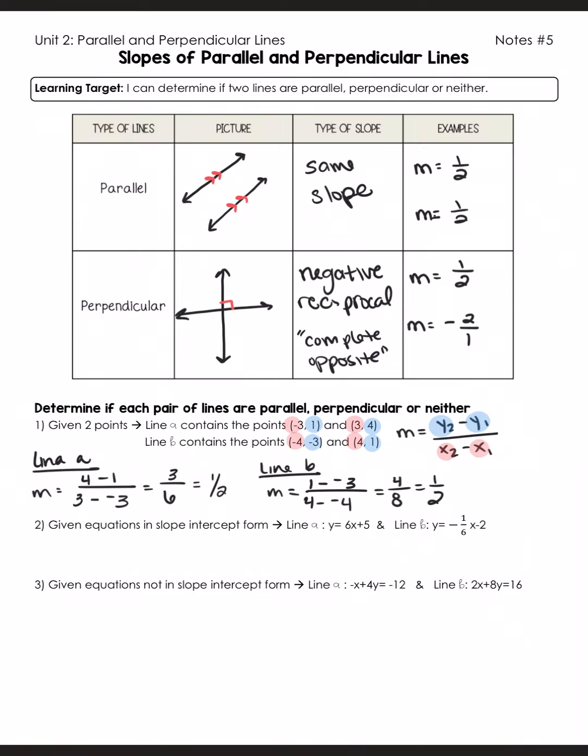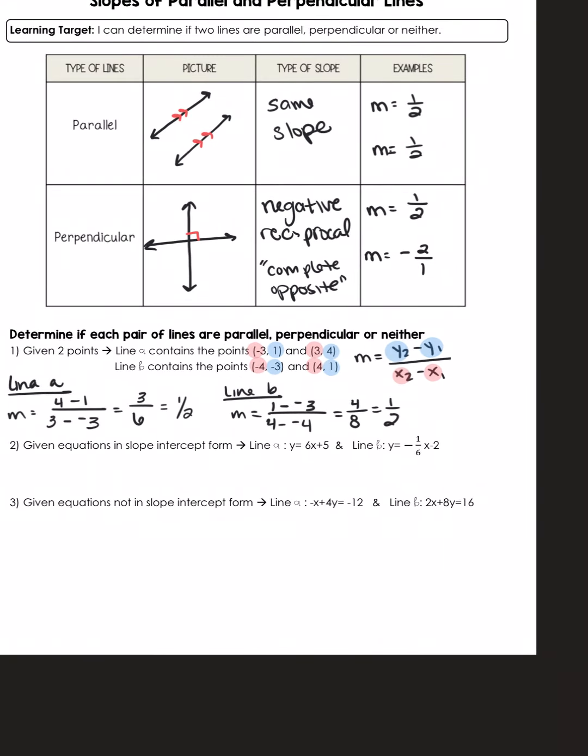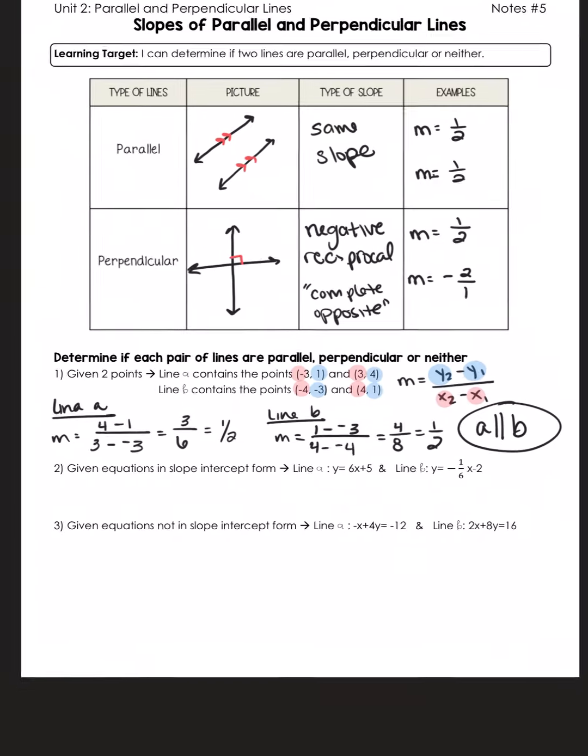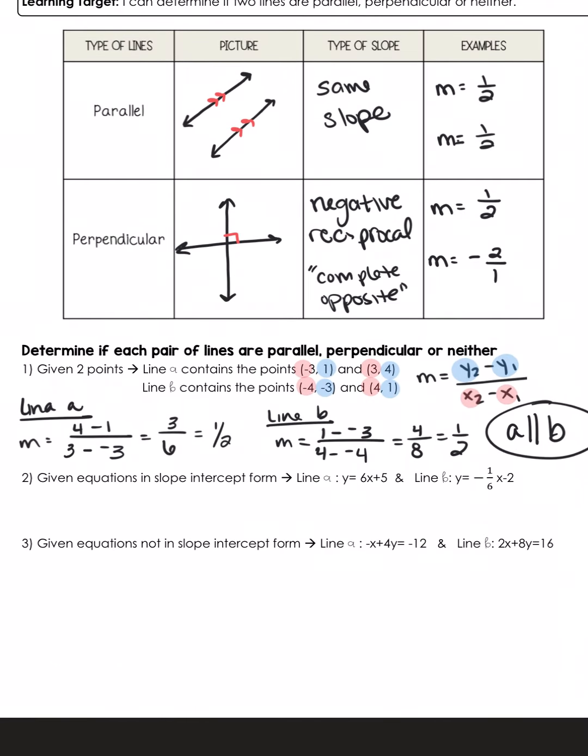Now when I look at these slopes, the slope for line A is 1/2 and the slope for line B is 1/2. These slopes are the same. When my lines have the same slope, they are parallel. So now I can say A is parallel to B. I think that example is the most work, because we have to use the slope formula to find the slopes.